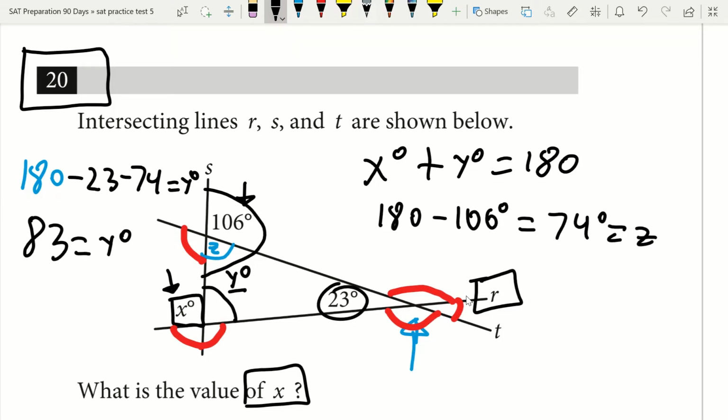Now that we know what angle y equals, we do 180, since angle x and angle y are along line R, and we know along a line is going to add to 180. So we take 180, subtract 83, which is angle y, to get angle x. That's going to leave us with angle x equaling 97.